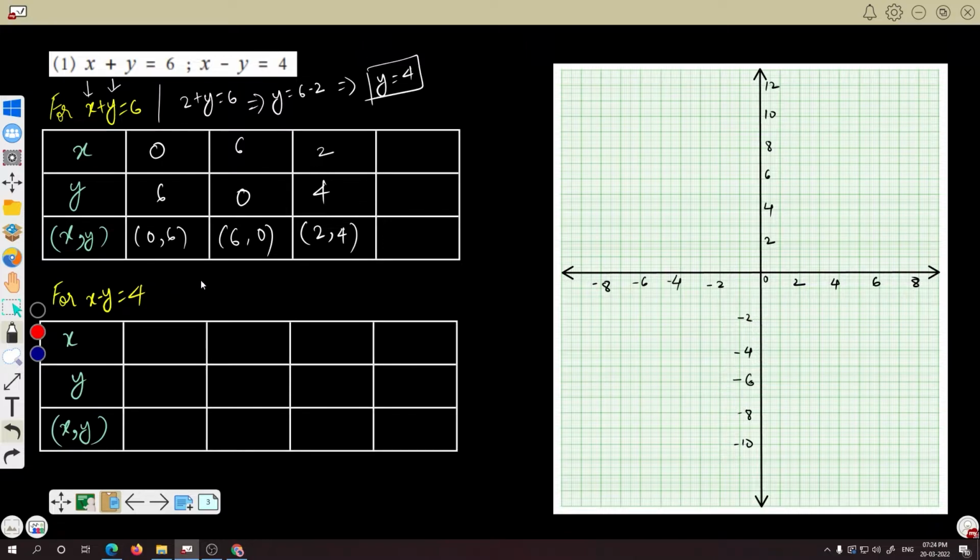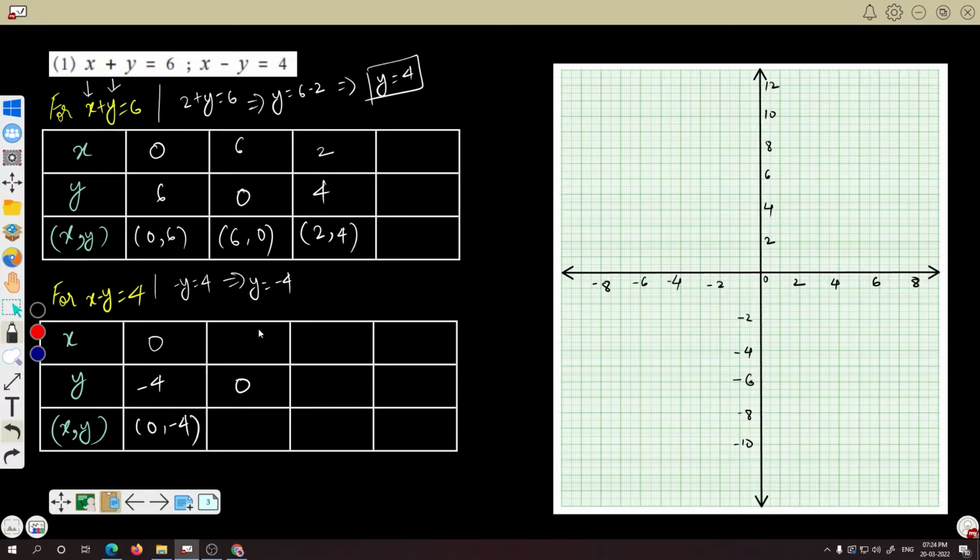Now moving on to the next equation, that is x minus y is equal to 4. First I'll take x as 0. If I take x as 0, the equation will be minus y is equal to 4, which implies y is equal to minus 4. So y is equal to minus 4. The coordinates are 0 comma minus 4.